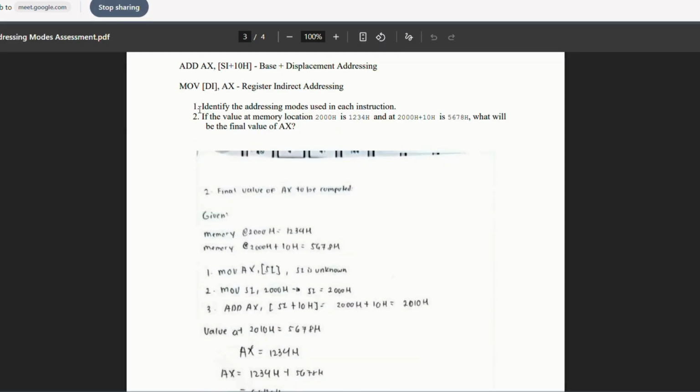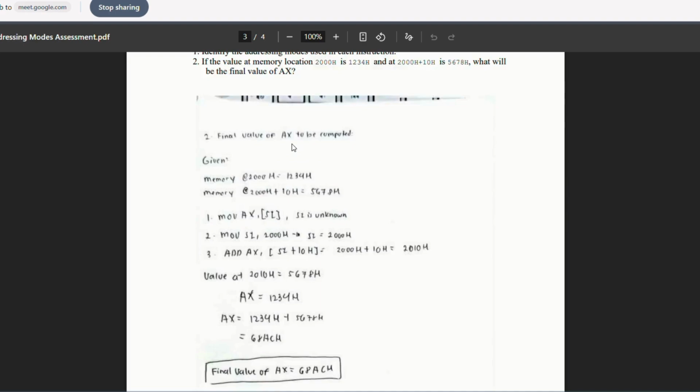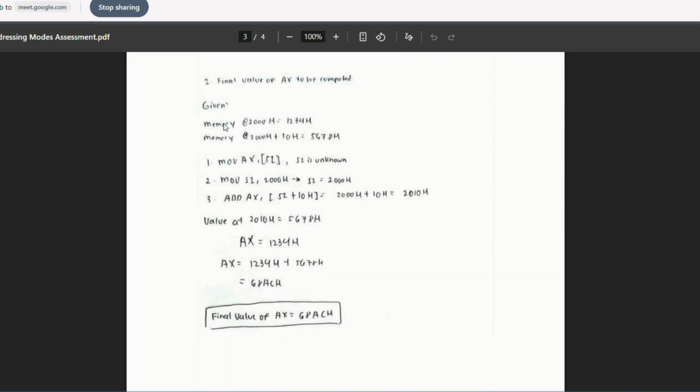So we go to number 2. If the value at memory location 2000H is 1234H, and at 2000H plus 10H is 5678H, what will be the final value of AX? So we are given here the memory at 2000H equals 1234H, and another memory at 2000H plus 10H equals 5678H. So the solution is step by step.